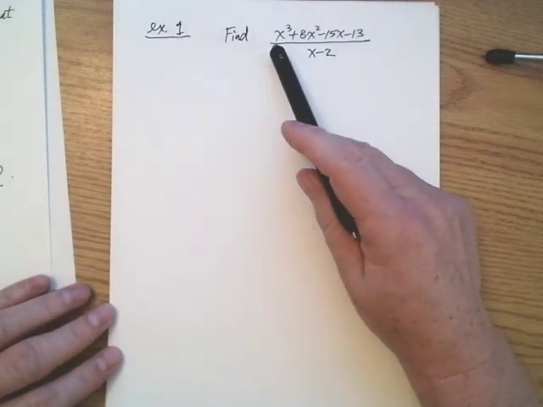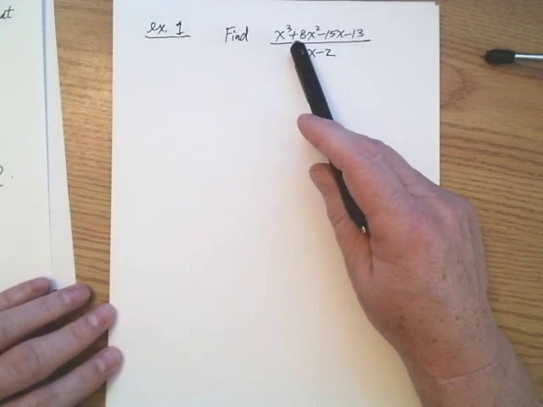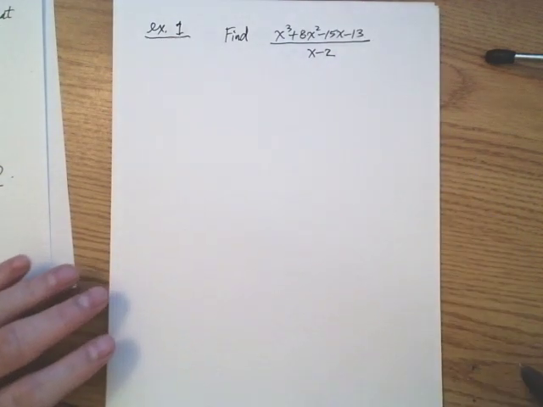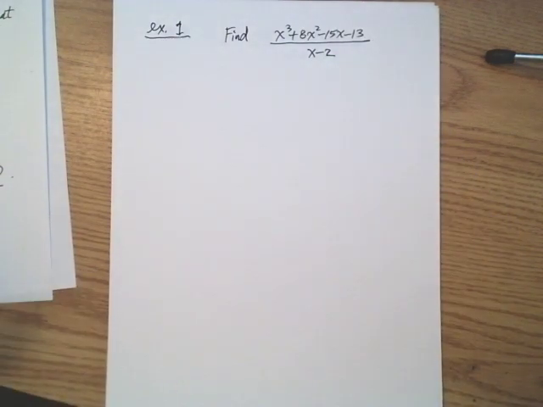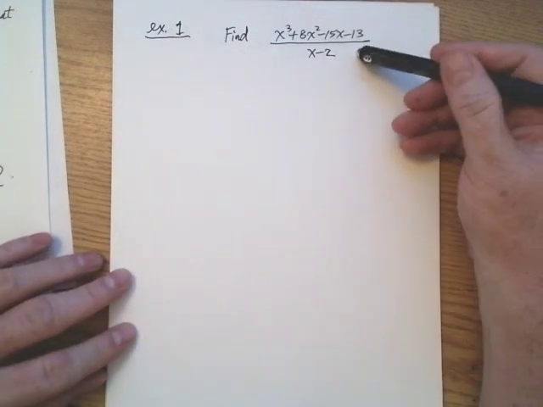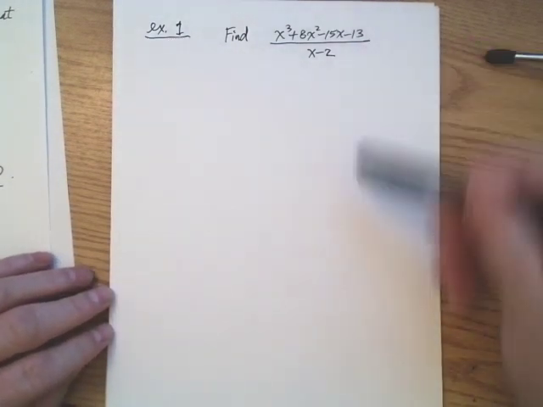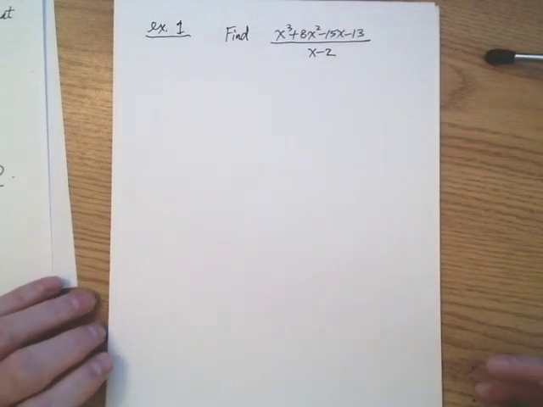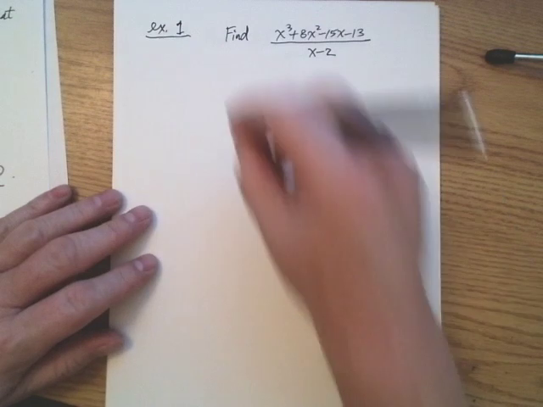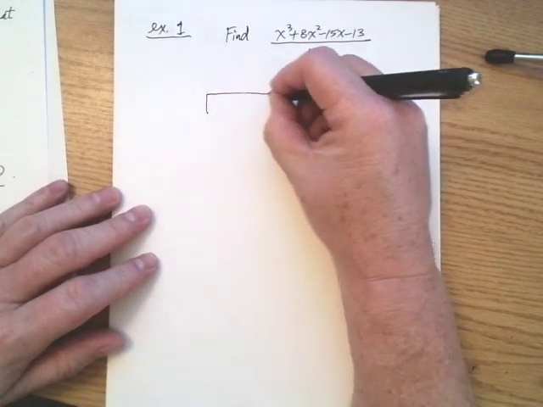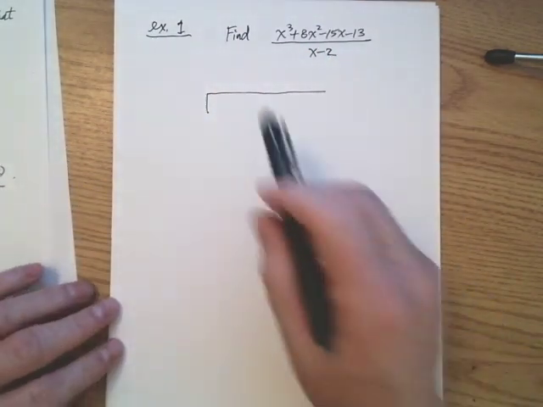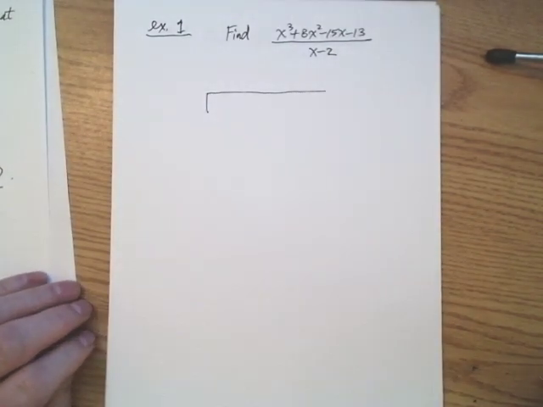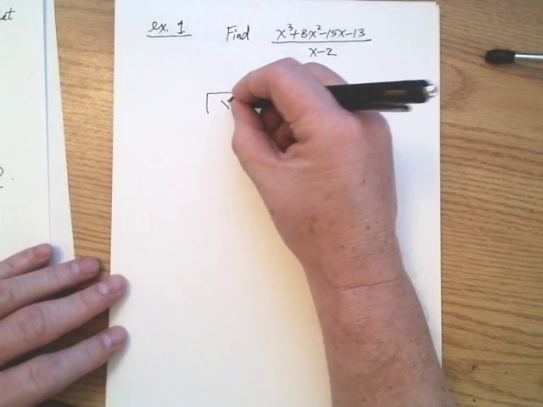Okay, I've got x cubed plus 8x squared minus 15x minus 13 divided by x minus 2. Now, if the problem is messed up so that the numerator and denominator, or the dividend and the divisor, if you like that terminology, are not in descending order, write them in descending order first, okay? And this doesn't apply in this problem, but it will in the next one. Include any missing terms in the dividend, the numerator, okay?